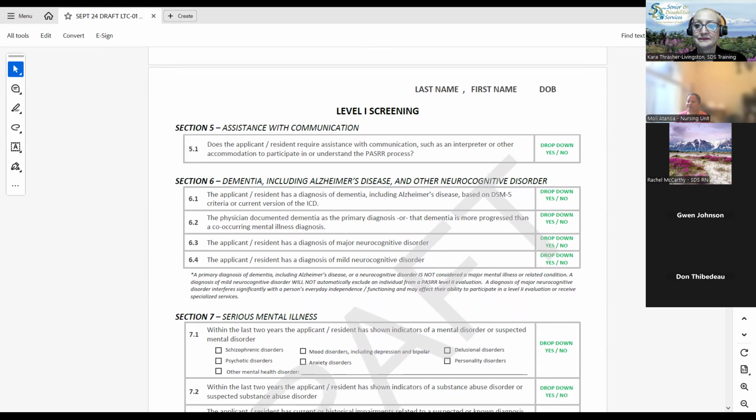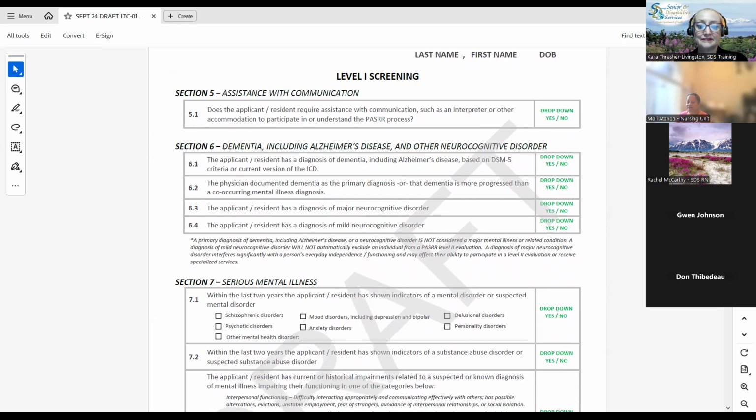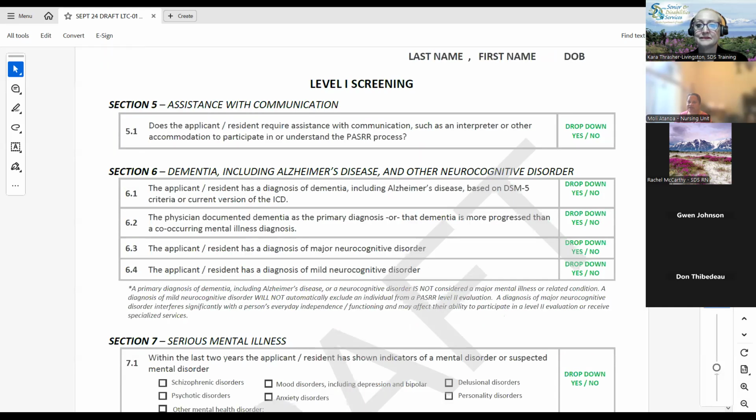So you see where it's built in the form. We're looking to build in drop downs for yes, no answer selections. So section 5 looks at assistance with communication, whether a resident or a patient requires assistance with communication, an interpreter, or other accommodations to participate in the PASRR process.